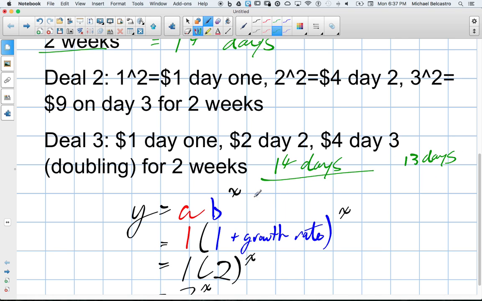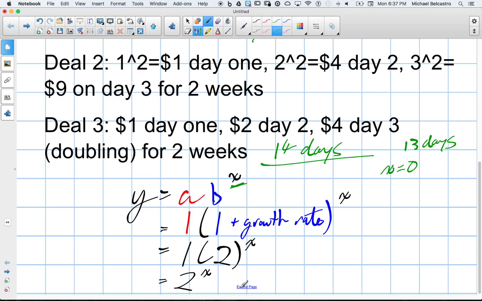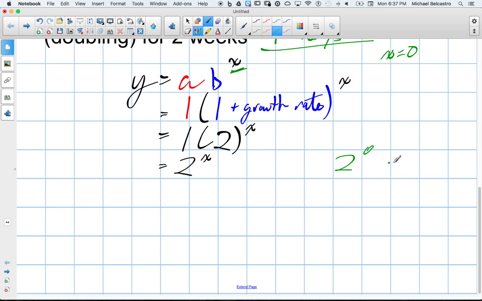And why do I say that? Because we're actually starting at x to the power of 0. So our very first one is x to the power of 0 here. So when we go 2 to the power of 0, that's actually equal to 1. That's where we get that $1. 2 to the power of 1 is where we get $2. So on the 14th day, we're actually at 2 to the power of 13, not 14.